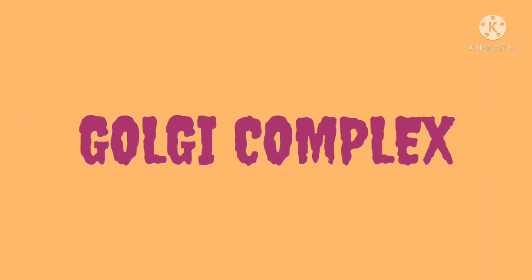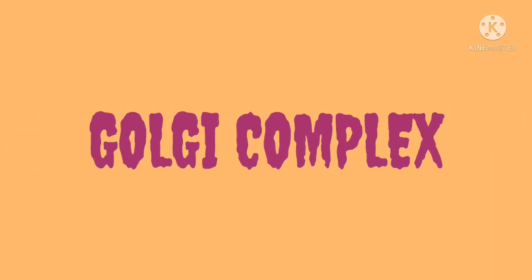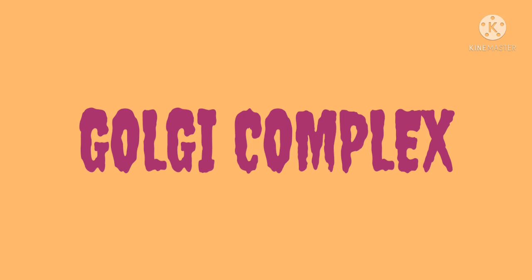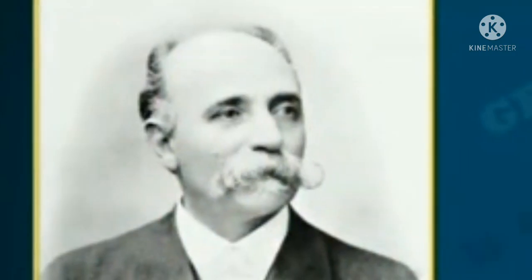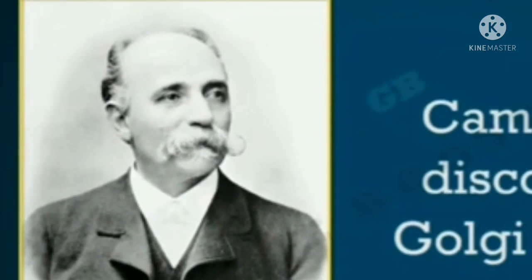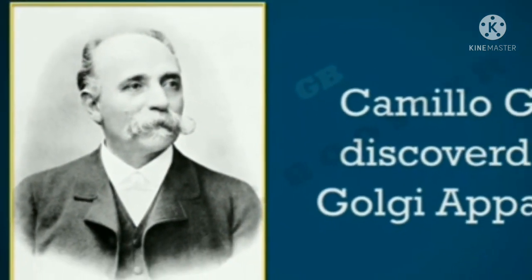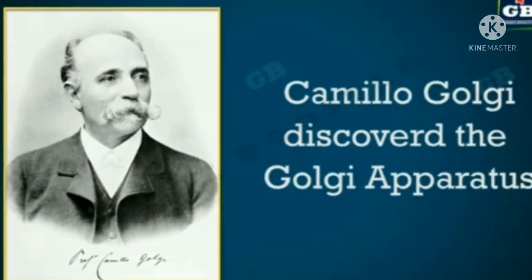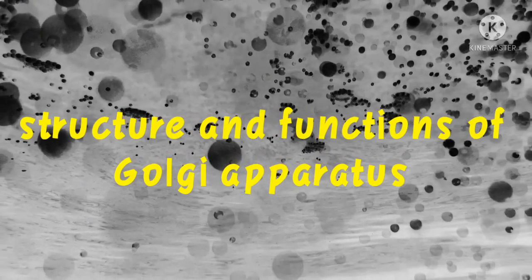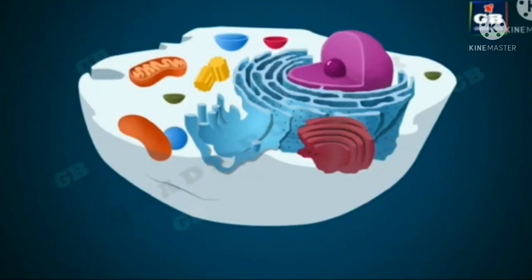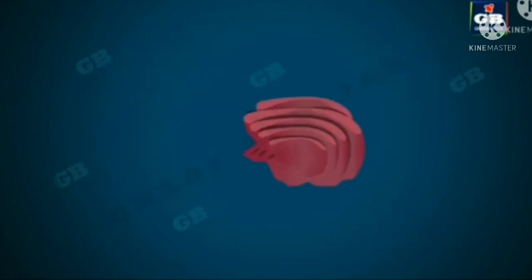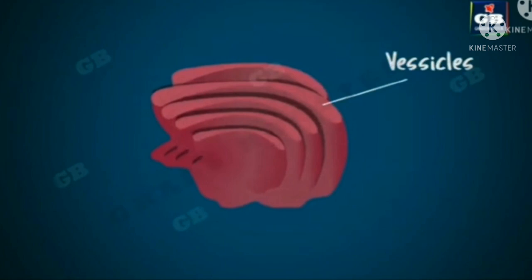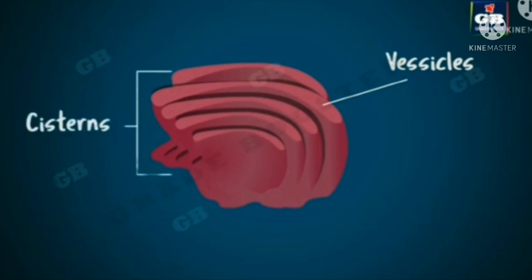Now the next cell organelle is the Golgi complex, not Golgi, it's just the Golgi complex. Camillo Golgi observed this organelle in the year 1898 using a compound microscope. Let us come to know about the structure and functions of the Golgi apparatus. In the cell, this is the Golgi apparatus. It looks like flattened bags or vesicles. These vesicles are arranged parallel to each other and form sacs called cisternae.